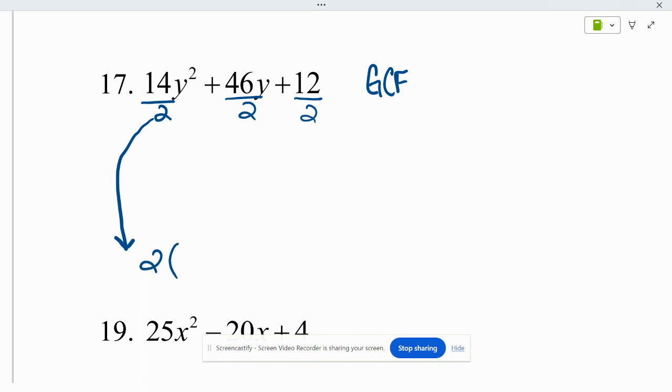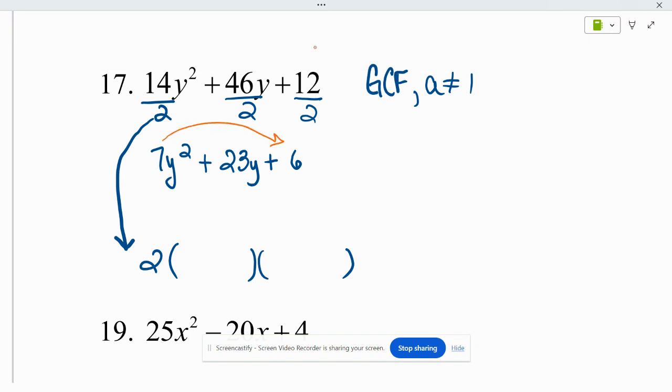Jaden, 14y squared divided by 2 is? Perfect. 46y divided by 2 is? 23y. And a positive 12 divided by 2 is? Okay. What method do you want to use to solve this? Because this is an a does not equal 1. Slide and divide. Okay, walk me through it.